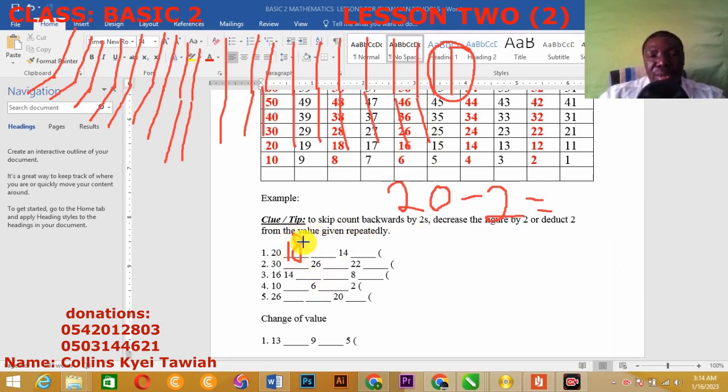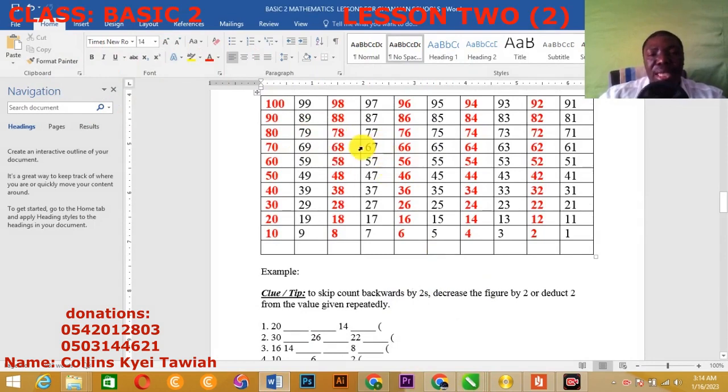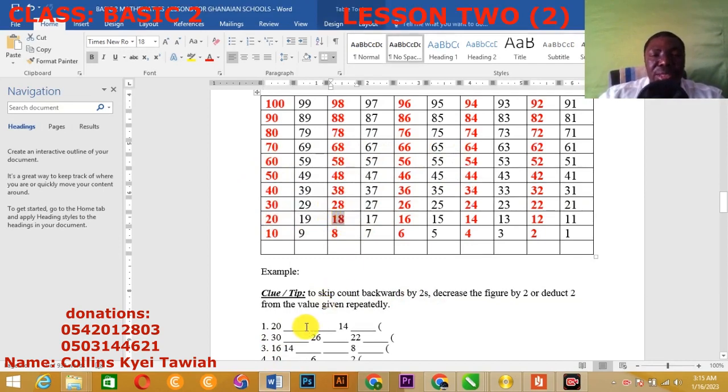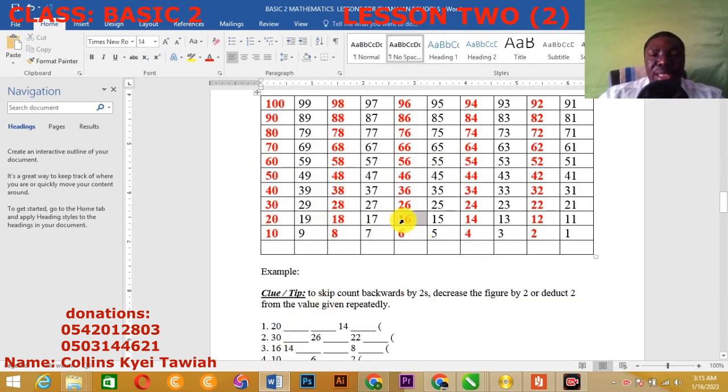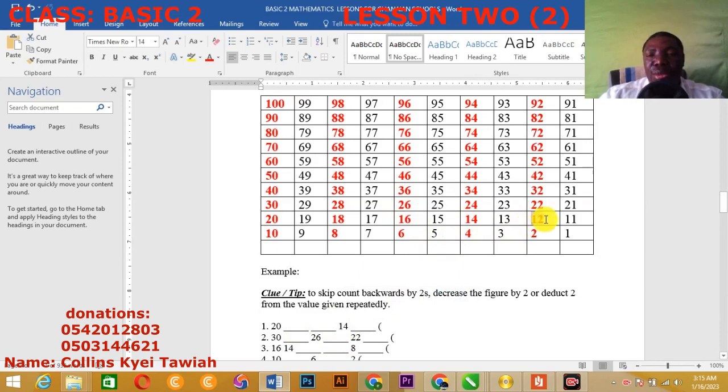Let's move to the next one. You can also use the table I gave you as a guide. Let's look for 20. When you go back, what do you have? 18, so 18 will be here. The next one will be 16, so 16 will be here. The next one is 14, which is already here. The next one is 12, so 12 will be here. Are you getting it?